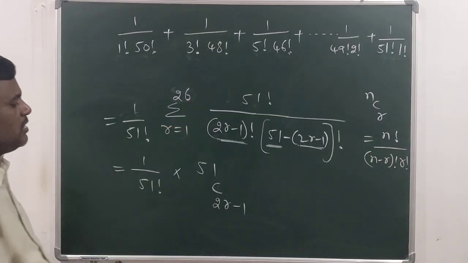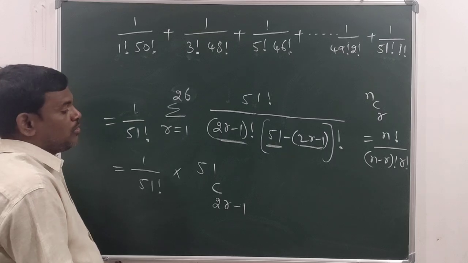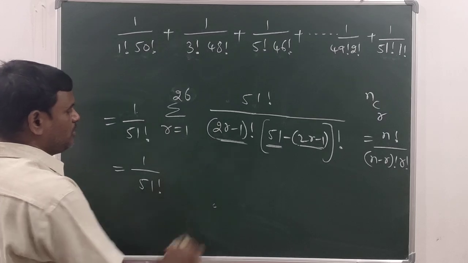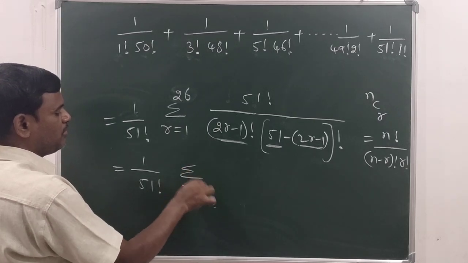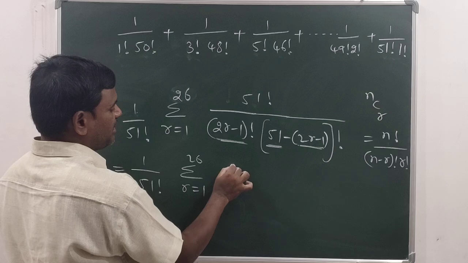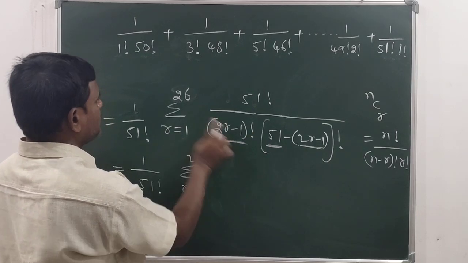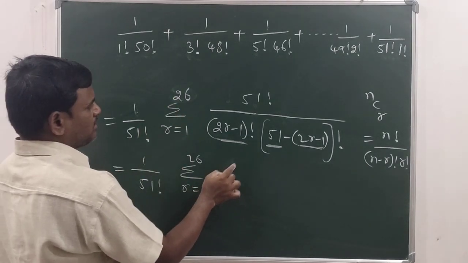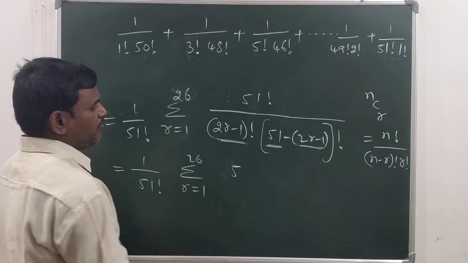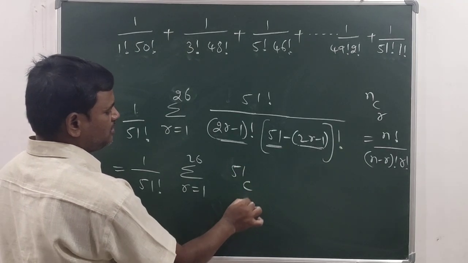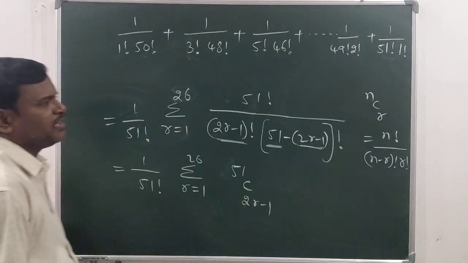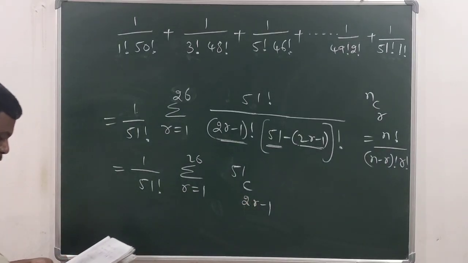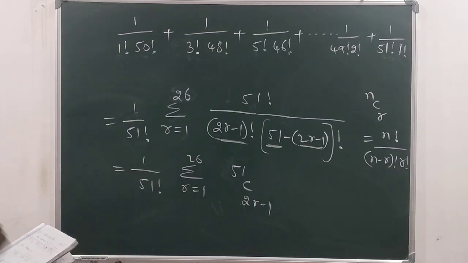So here this can be written as, students, R runs from 1 to 26, no? So here put summation, R runs from 1 to 26. Here the end value is n, sorry, the n value is 51. See, 2r minus 1, nCr. Now expand it. If you expand it, what do you get, students?